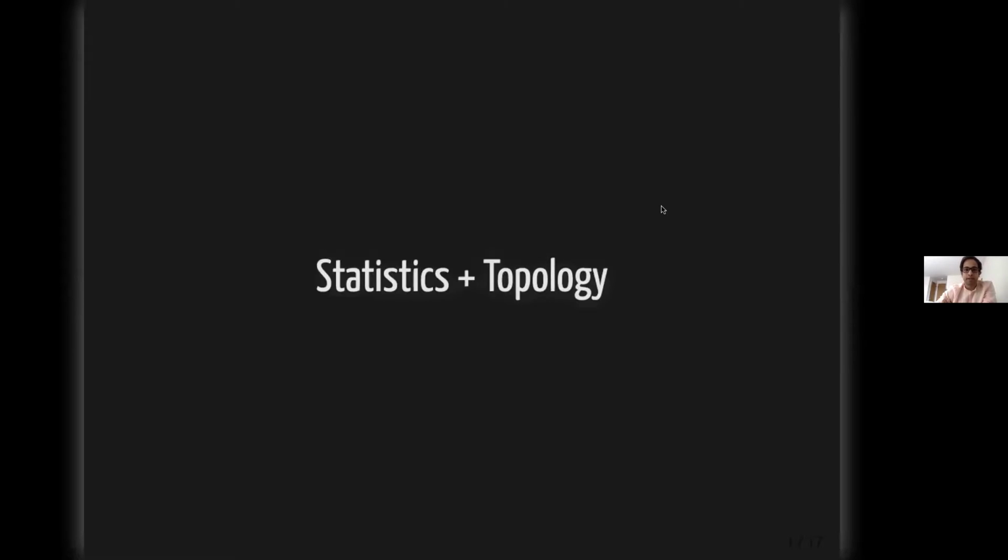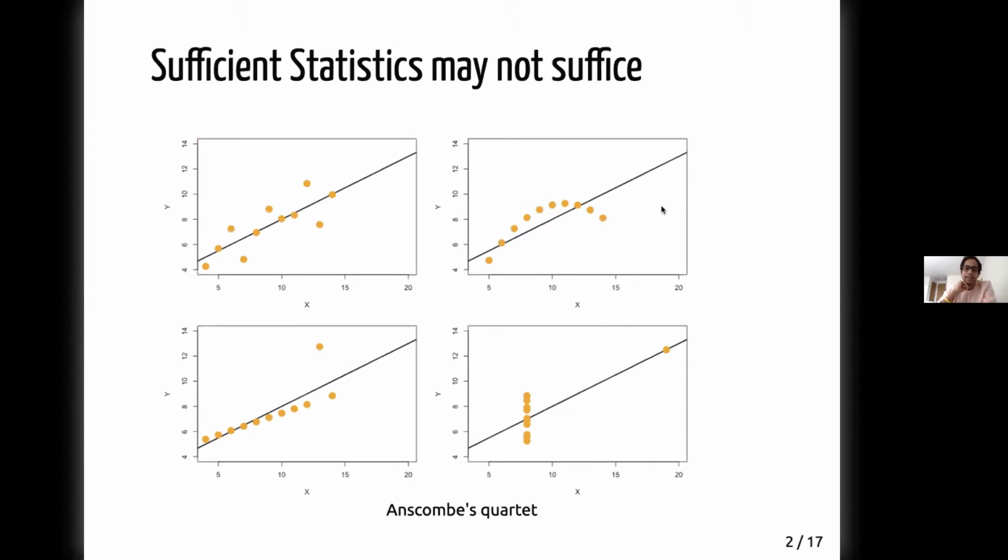A common problem in statistics is to understand the structure of the underlying data generating mechanism. Here's an example from the 1970s from Anscombe, where conventional quantitative summaries are insufficient to infer the underlying structure of the mechanism. If you look at it quantitatively, they all look identical, but visually they're very different.